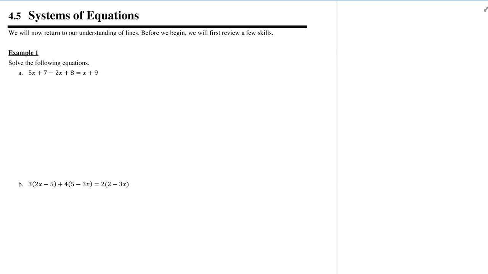Where I want to start actually is I want to get you warmed up for this. It's been just a little while since we solved an equation. Pause the video and just solve the two equations that you see here and hit play when you're ready.